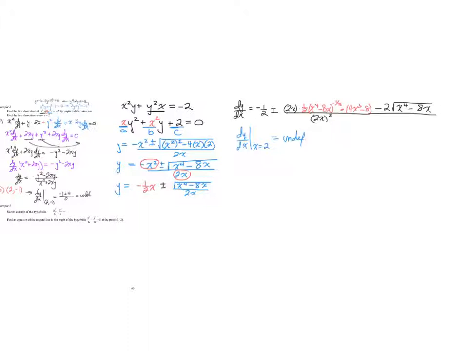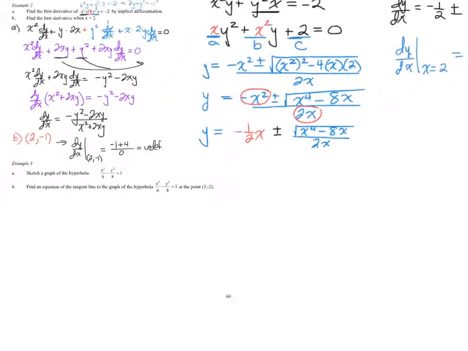Is the second way implicit or is it not? Explicit. Yeah, once you get it solved for y in terms of only x, it's explicit.